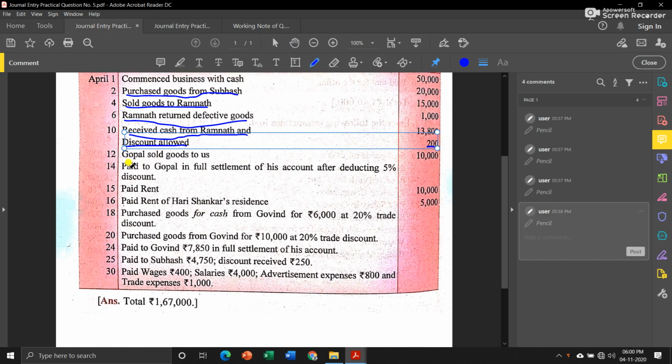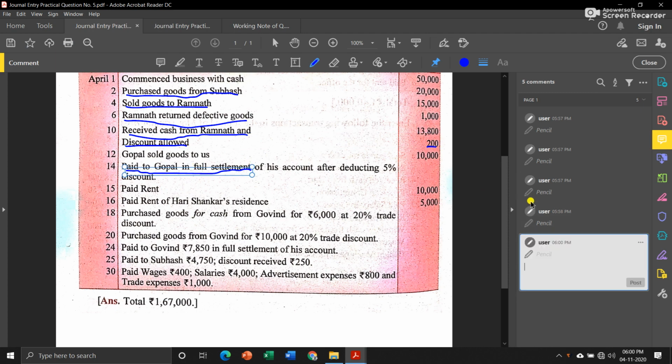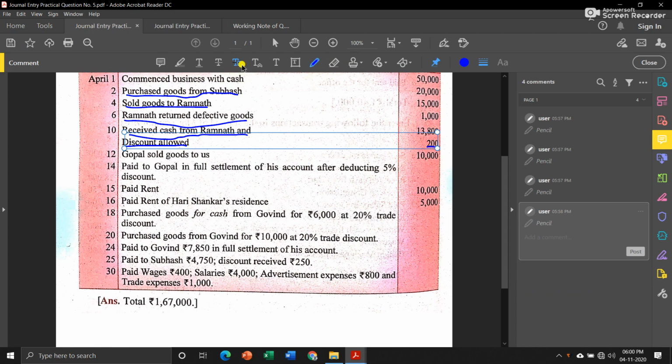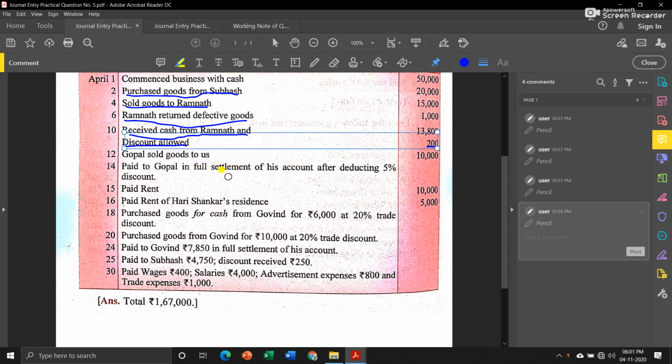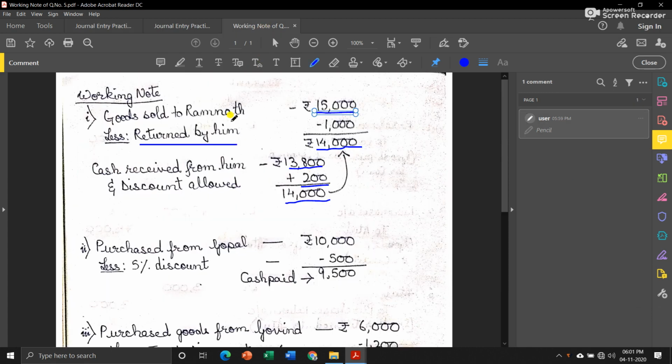Then next, paid to Gopal in full settlement. Remember, whenever you see this full settlement, that means you have to consider all other transactions related with Gopal, okay, of his account after deducting 5% discount. Now let us see in working note.